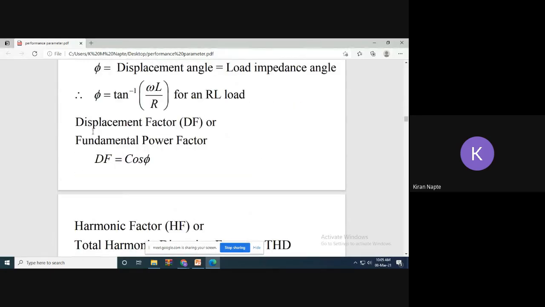Then the next performance parameter is displacement factor, which is also known as fundamental power factor. In a previous session, we have seen the concept of power factor and how we can increase the power factor, right? And what is power factor? Basically, it is the cosine of the angle between voltage and current. That is what is known as power factor. So the fundamental power factor, which is also known as displacement factor, is basically cos phi.